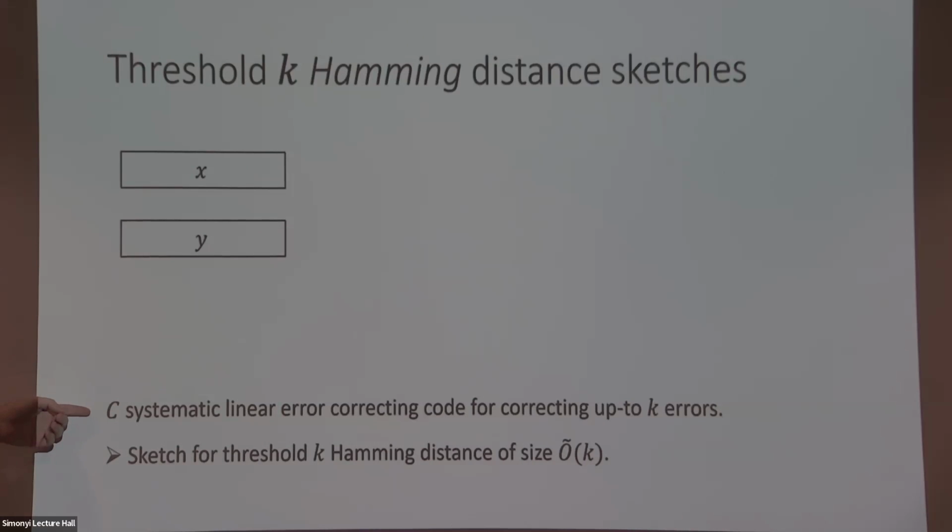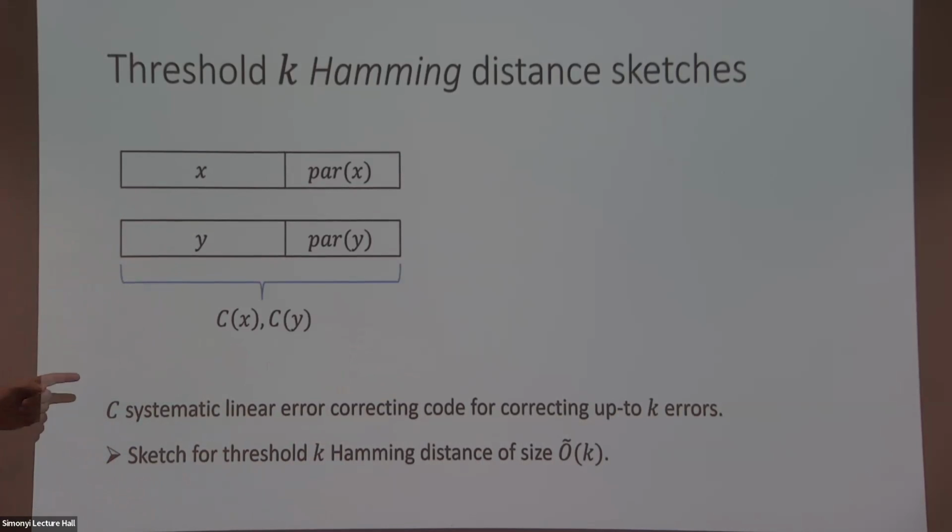I guess there is a spoiler on the slide. All right, so let's say that we take some systematic linear error correcting code which can correct up to k errors. Systematic means that if I make a code word of x, x basically stays, and there are some extra parity bits. That's exactly what Pravesh was talking about the other day, like the locally decodable codes. So you take a good code which is systematic, so it preserves the message, and it's linear, which is important.